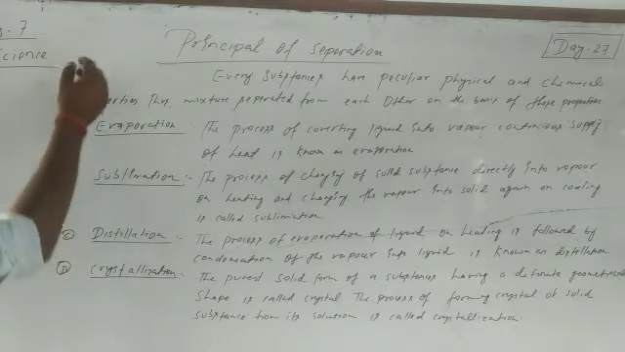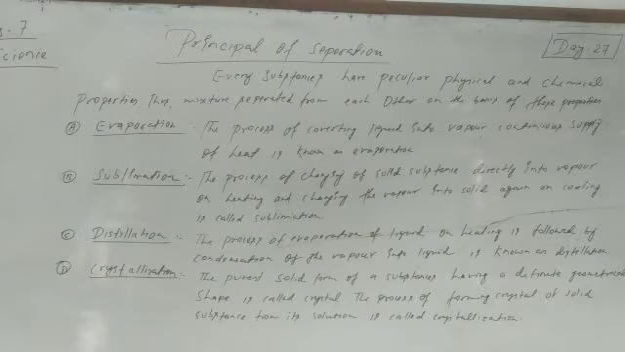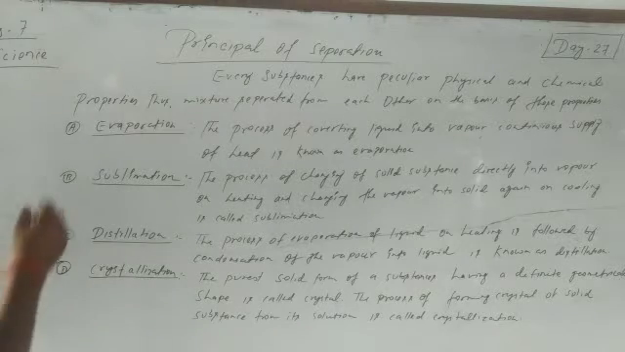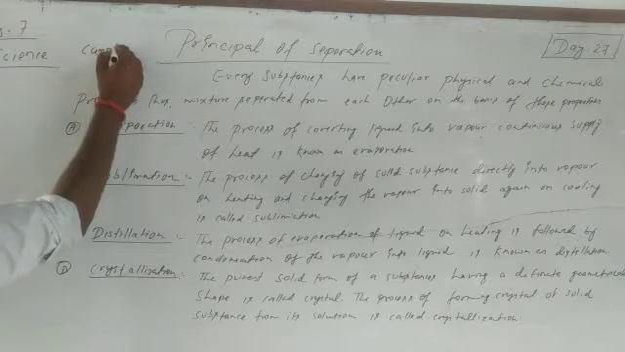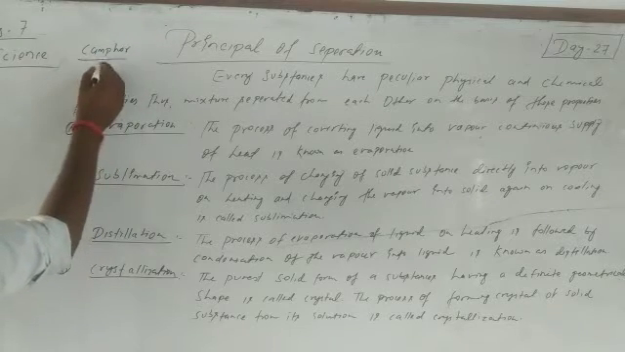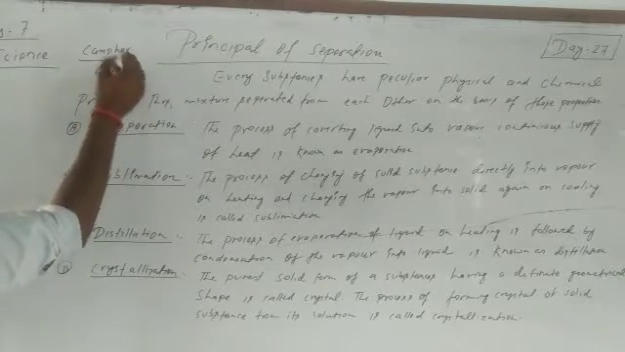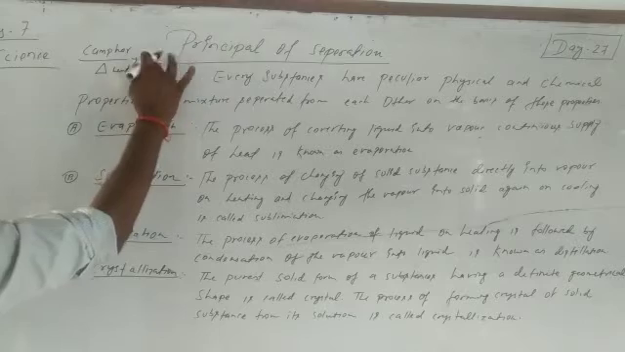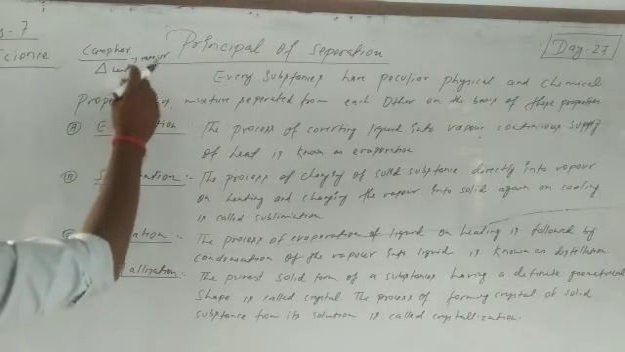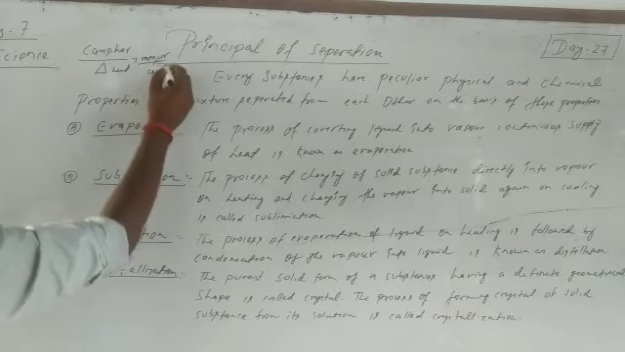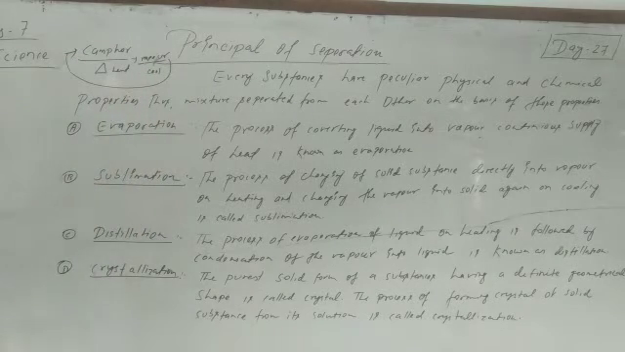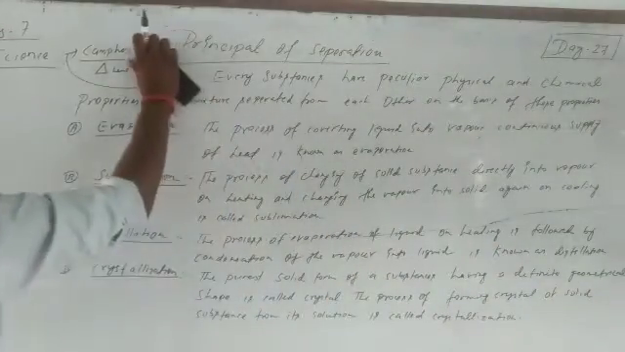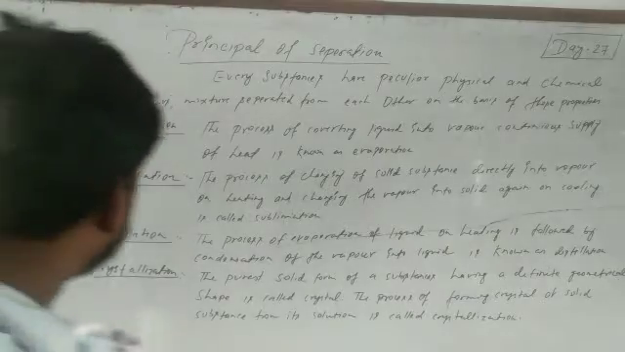Just see here, camphor. Suppose this is camphor. If we give heat, then it converts into vapor. But when it cools, it again changes into camphor, that is, solid, in the same state. That is called sublimation.